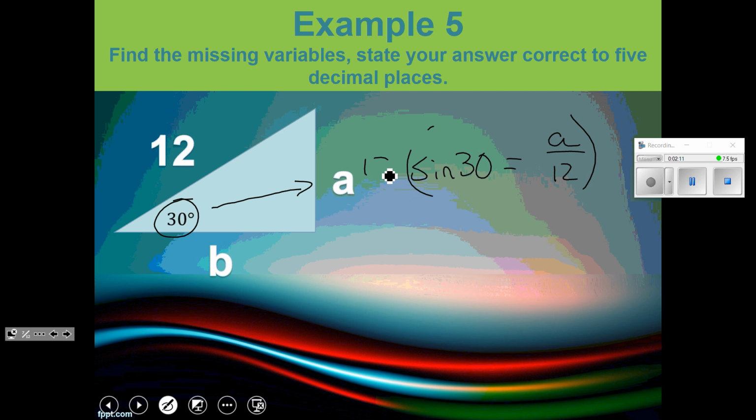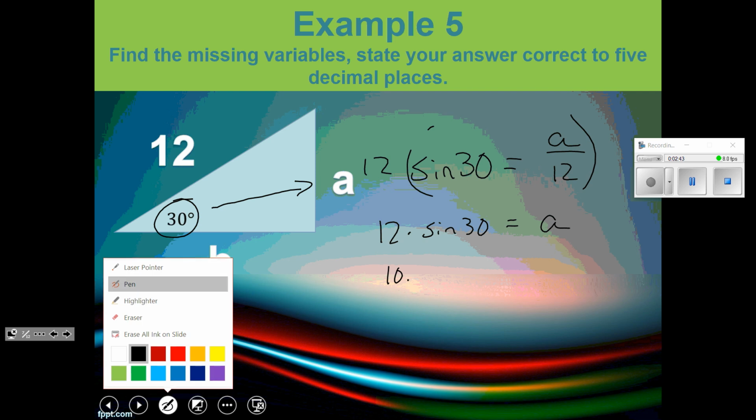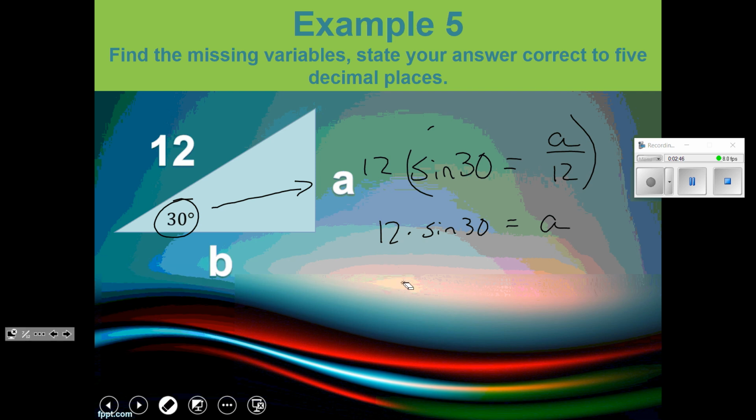We multiplied by 12, so we did 12 times the sine of 30 equals A. You can put that in your calculator as long as your calculator is in degrees. Do you understand that? If I'm going to enter 30 as degrees, then I have to have my calculator in degrees. You did that and you got what? The sine of 30 is 0.5, so you end up with 6 is equal to A.